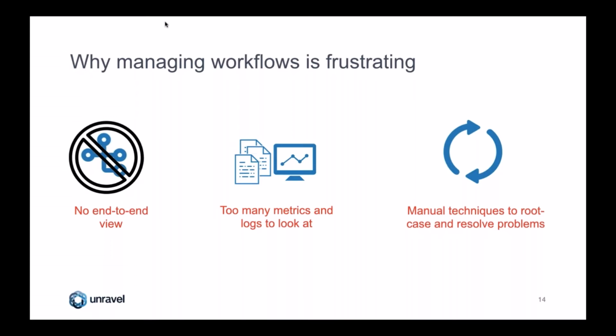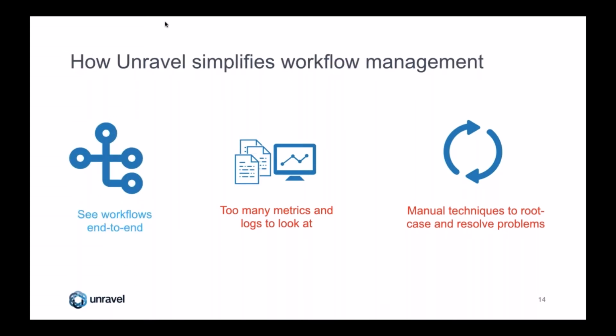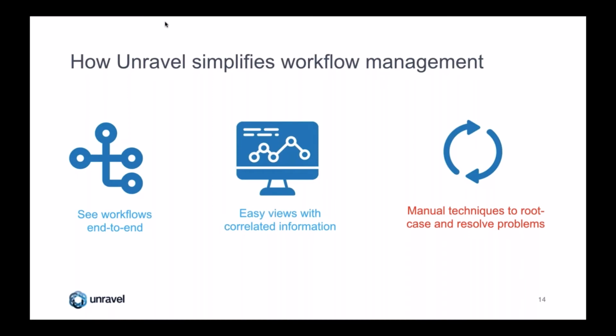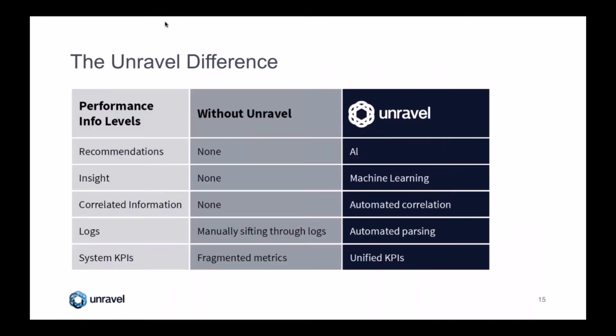Now, we don't want those things to happen, and the way Unravel simplifies workflow management is, as you saw, we can give your workflows an end-to-end view so you can truly understand what's happening. We will give you all the correlated information in one place. Application performance is affected by a lot of different reasons, and Unravel will connect all of those dots for you and help you understand why something happened and how you can go and resolve it as well. And that's through our automated root cause analysis and resolution.